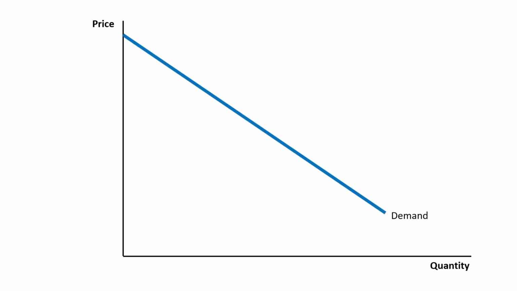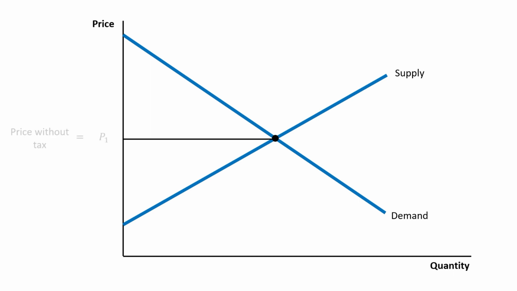So as you can see, these are the two axes, vertical axis and horizontal axis. On the vertical axis, we have taken price, and on the horizontal axis, we have taken quantity. This is the downward sloping demand curve, and this is the upward sloping supply curve. The intersection point is referred to as equilibrium. This is the equilibrium price denoted by P1, and this is price without tax. And this is the equilibrium quantity denoted as Q1.